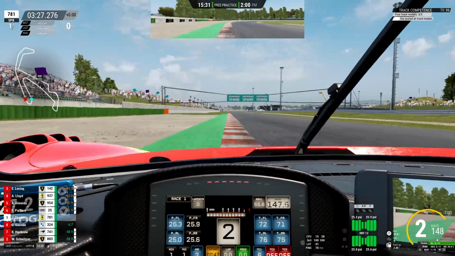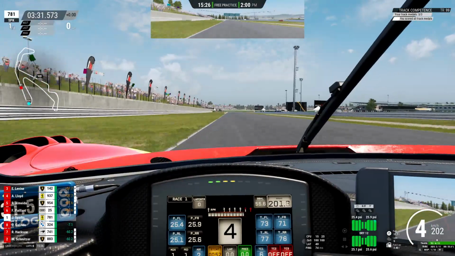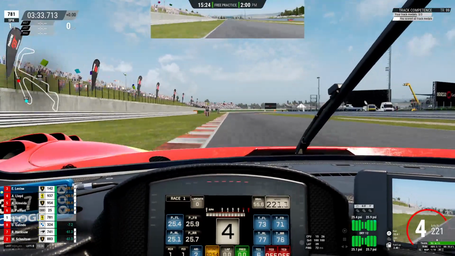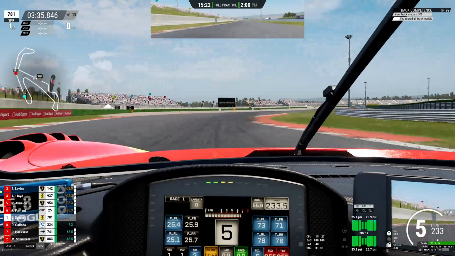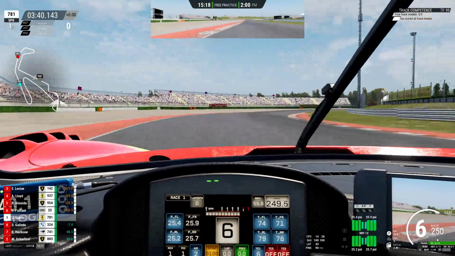I actually love this track. I do too. It's one of my favorites. I love Misano. It's such a good, flowing track. John, is the principle that you trail brake every corner? At least for now, yes.